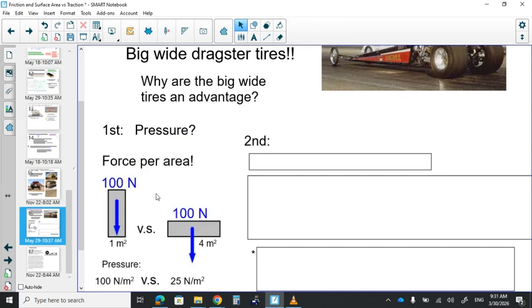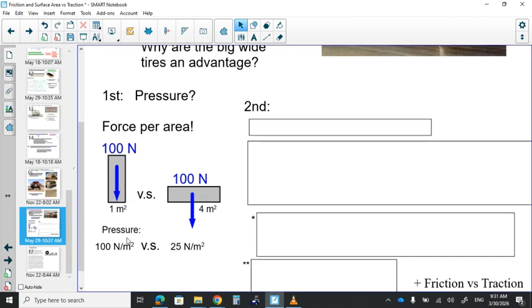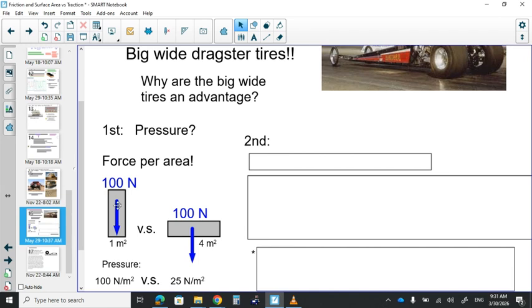Well, that means they can't have really high pressure, right? So if you look at the concept of pressure, this is 100 newtons of force down on just 1 square meter. That's 100 newtons per meter squared of pressure. Whereas this, if you had 4 units of area, that would only be 25, right? So a tire like this, like a 10-speed, a road bike tire, they have incredible pressure in those tiny little tires, right? So they have a huge amount of pressure, like 100 plus psi in them, because that small area needs to hold up the bike and the person.